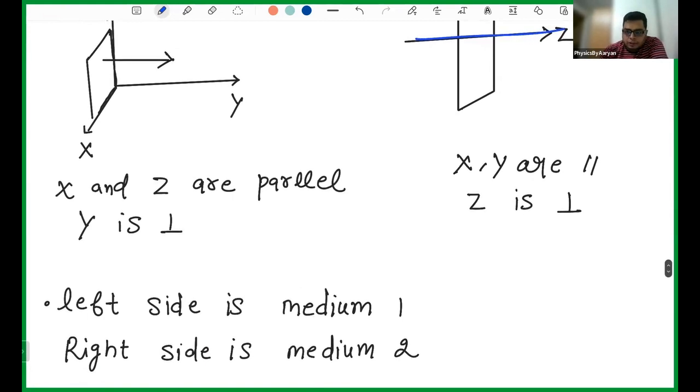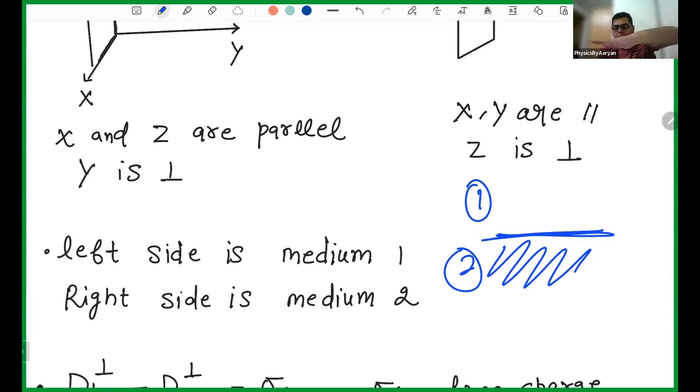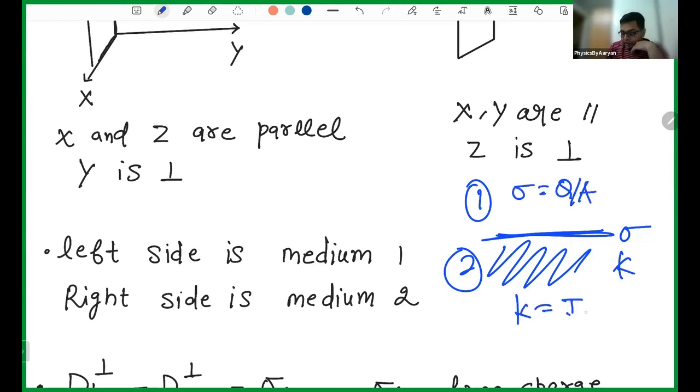So usually what happens is you have one medium, you have another medium. Let's say this air-water situation. You have air, which is one medium, you have water, which is another medium, and this is the plane which is dividing both the mediums. So this is a boundary between the two mediums. Now, sometimes this boundary also has some charge, or sometimes this boundary also has some current, K. So sigma is charge per unit area and K is current per unit length.